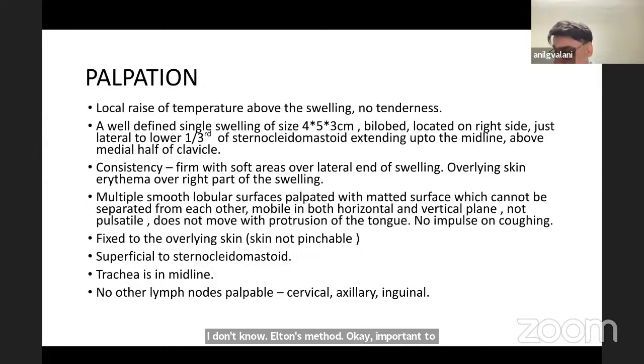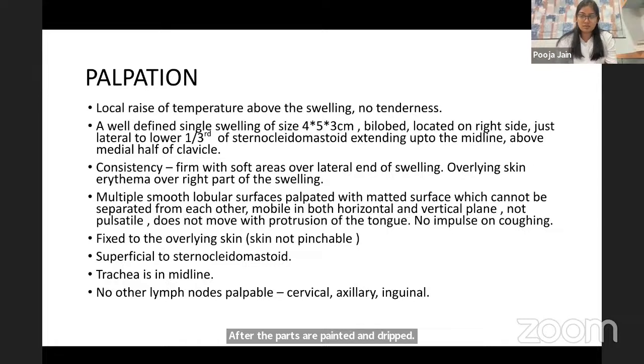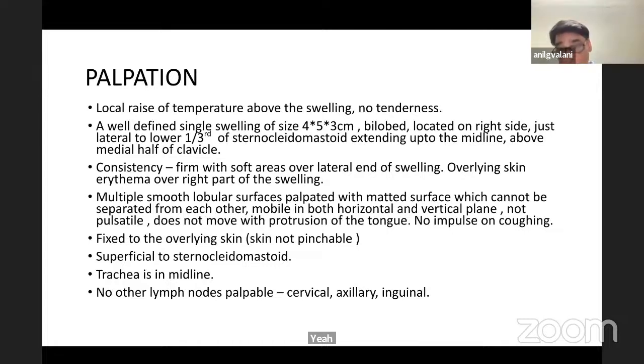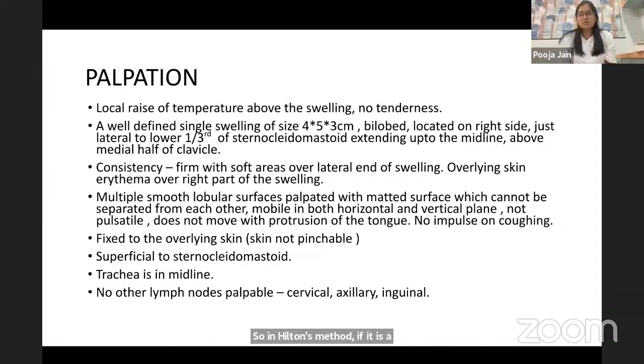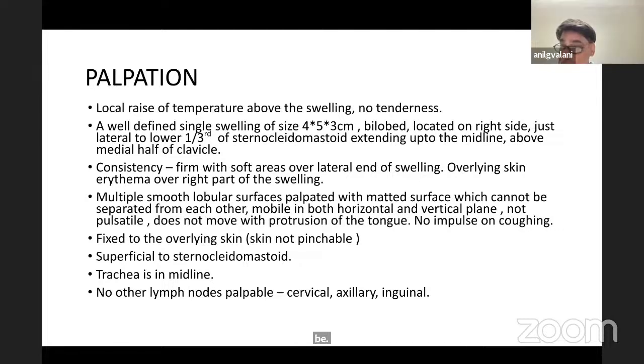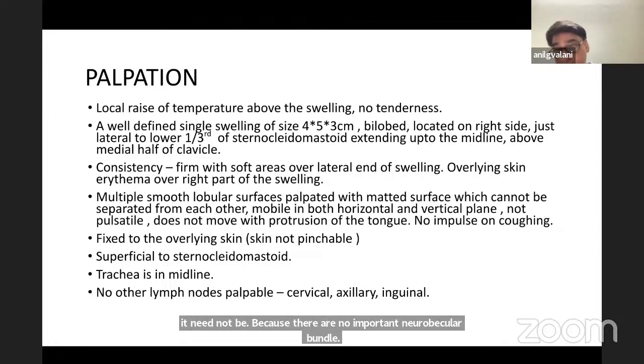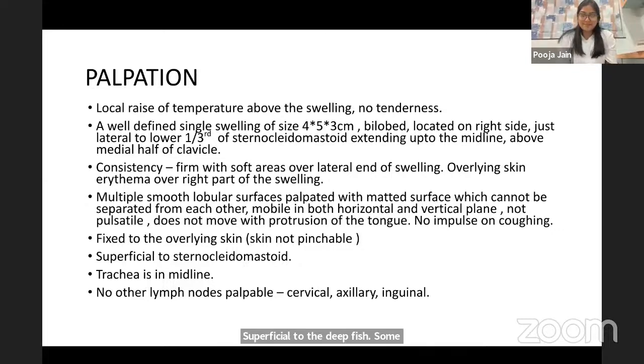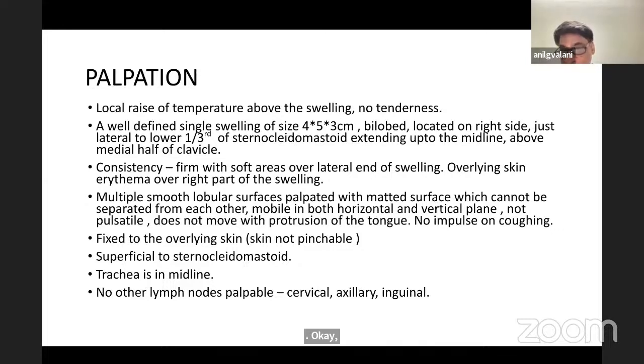And with what blade do you cut after the parts are painted and draped? Sir, using the stab knife, number 11. Yes, 11 number stab knife. So, you understand, you directly go from skin into the abscess cavity and incise it. In Hilton's method, if it is a deep abscess, your incision should be parallel. But in a superficial one, it need not be, because there is no important neurovascular bundle superficial to the deep fascia. Understood, beta? Yes, sir. Okay, good, great. Hand over to other panelists.